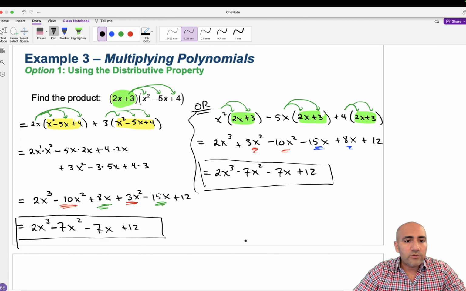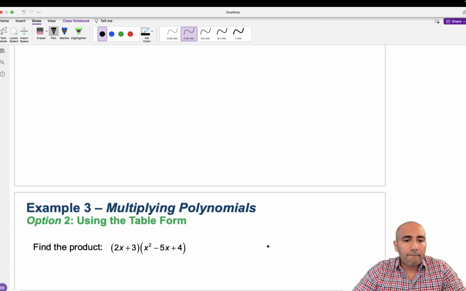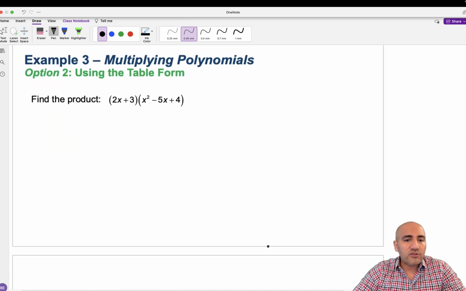Okay, let's see what your author did for this question. So yeah, same thing. Distribution, combine like terms, so we get the same answer. All right, one more. How about if we use the table method? Same question, now using the table method. The table method refers to the way we learn to multiply.